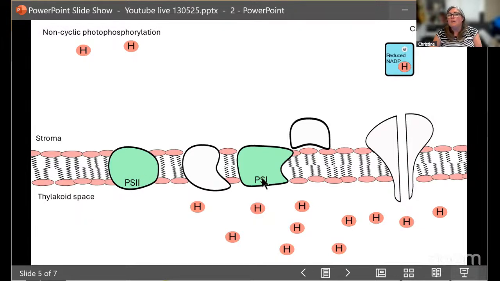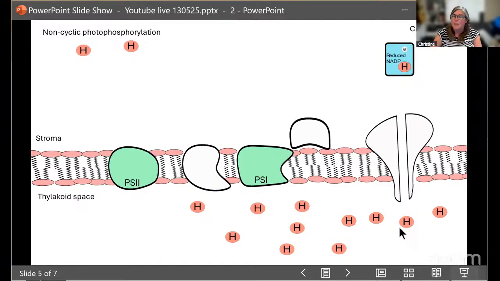Now, as they made their way across, if I just go back a second, what you'll notice is as the electrons go across, hydrogen ions are being pumped into that thylakoid space. Hydrogen ions are charged and therefore they cannot get across the phospholipid bilayer. They are being actively pumped against the concentration gradient because they're going from a low concentration to a high concentration. So that's against the concentration gradient. And what we're getting is this accumulation of hydrogen ions in the thylakoid space, and that's why they are stacked.